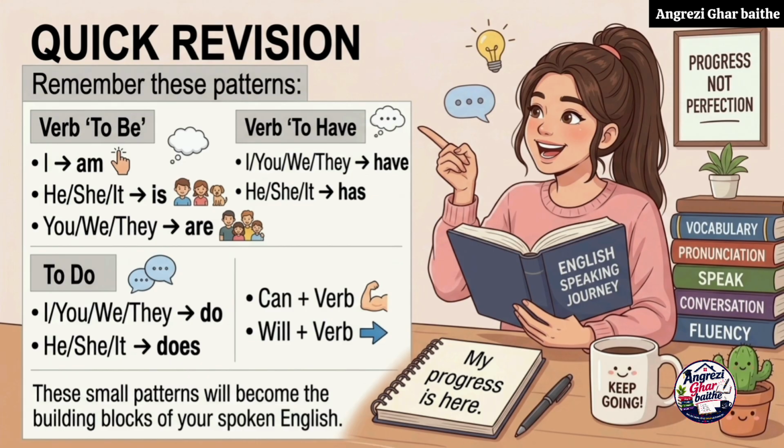Quick revision. Remember these patterns. I am. He, she, it is. You, we, they are. I, you, we, they have. He, she, it has. I, you, we, they do. He, she, it does. Can plus verb, will plus verb. These small patterns will become the building blocks of your spoken English.